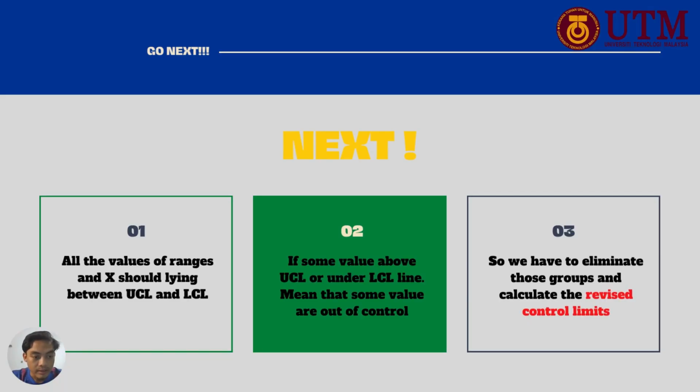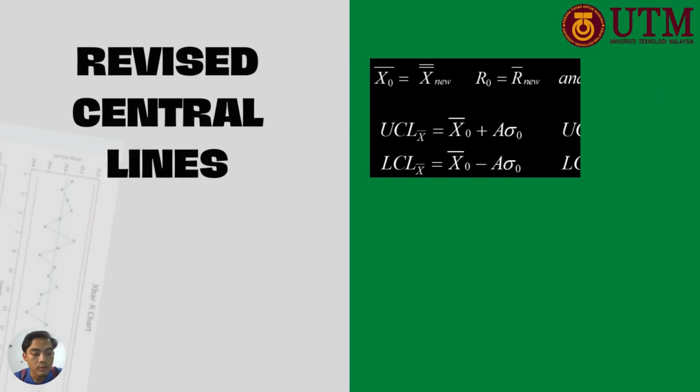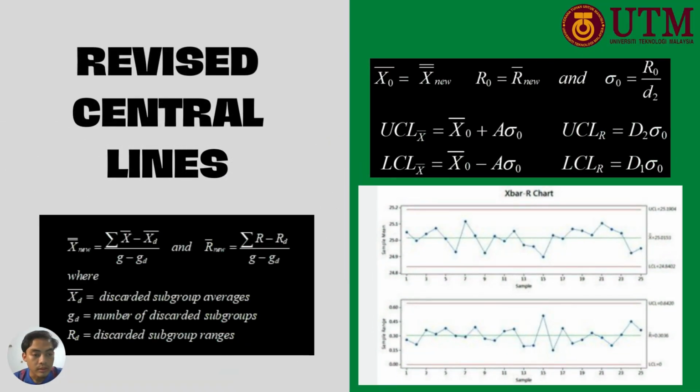So we go next. All the values, the range and S bar, should lie between the upper control limit and lower control limit. If some values are above the upper control limit or below the lower control limit, it means that some values are out of control. To bring the values into control, we have to eliminate these out-of-control points and calculate the revised control limit. So we go to the revised central line.